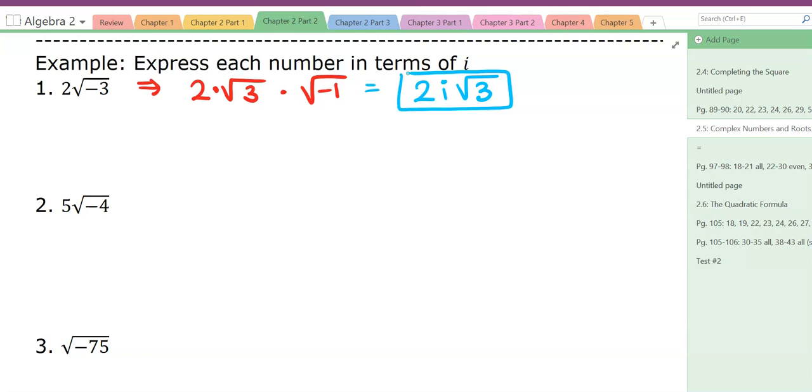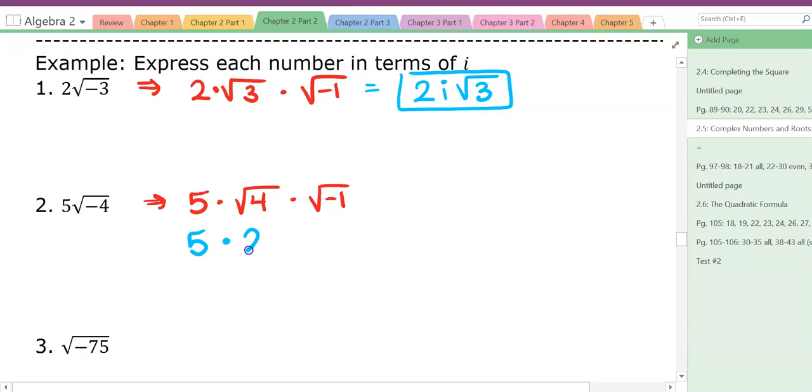So for number 2, what would be the square root of -4? So what is the square root of 4? 2. So we'd have 5 times 2 times an i. So what's the final answer? Good, 10i.